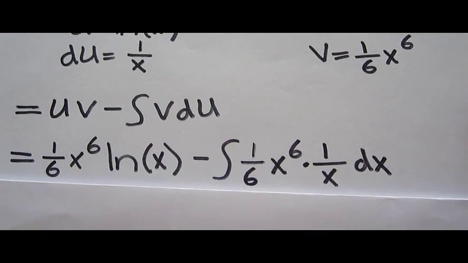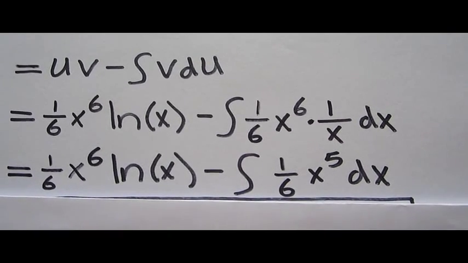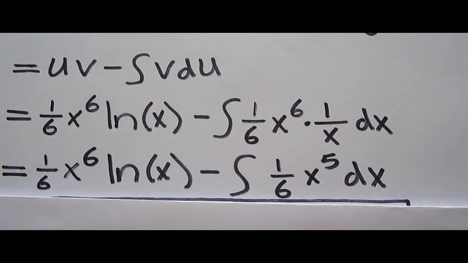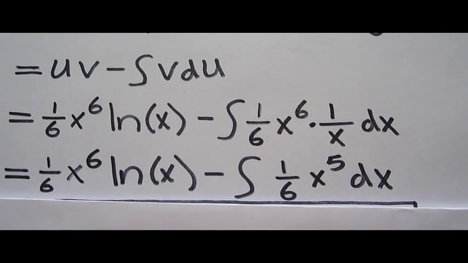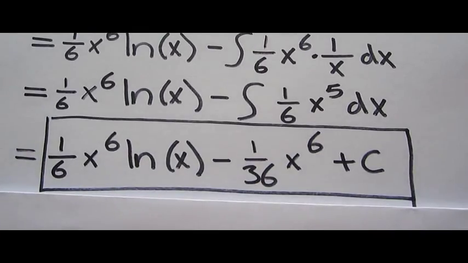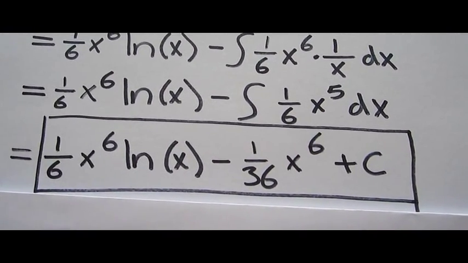We can simplify this into 1 over 6 x to the 6th ln of x minus the integral of 1 over 6 x to the 5th dx. As we take the integral of 1/6 x to the 5th dx, we get our final answer to be 1 over 6 x to the 6th ln of x minus 1 over 36 x to the 6th plus c.